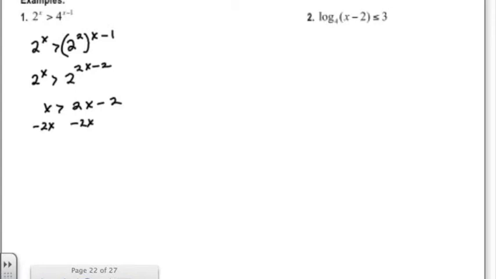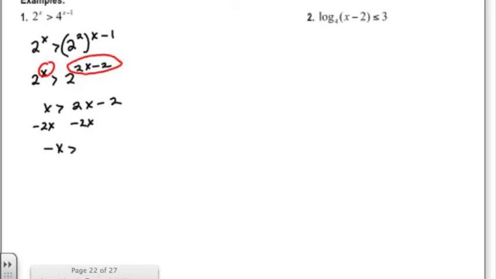Why did the 2 go away? Because if I have 2 to a power is greater than 2 to another power, the first power had to be bigger than the second power, right? Oh, okay, so you just change out those two. It's like you took log base 2 of both sides.